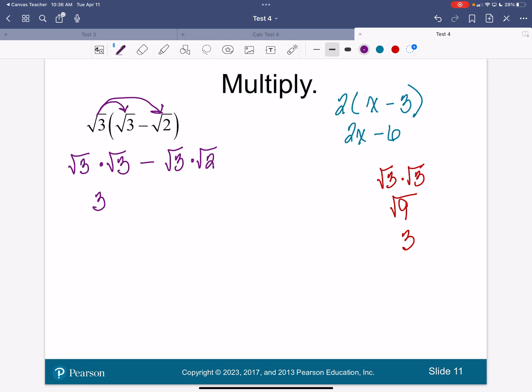Now, these are both inside the radical, and they're being multiplied. Because it's multiplication and not addition or subtraction, and because they're both inside, then I can multiply those together. What is square root of 3 times square root of 2? It is square root of 6. So this right here is my final answer. That's my final answer.